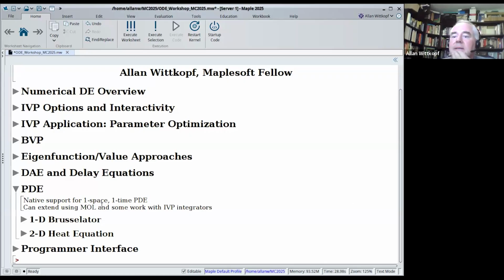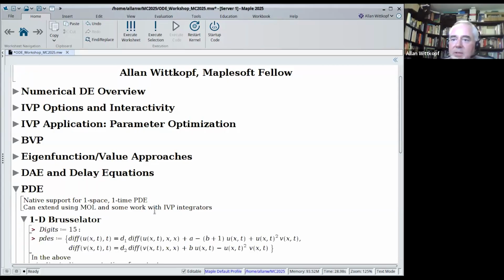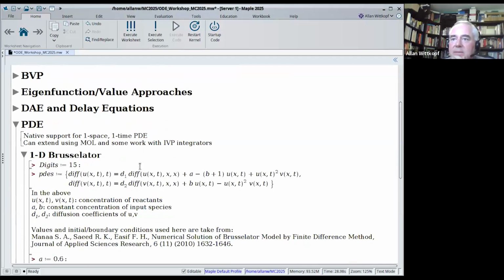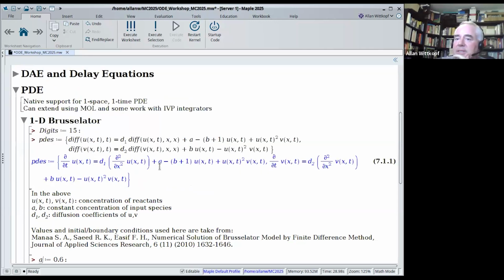Okay, so for PDEs, I'm going to start with the 1D Brusselator. Basically it's a reaction diffusion equation, and it's a nice nonlinear equation with several parameters in it that we have some good values to fix to. I'm going to set Digits to 15 because some of these values are floats. So I want to lose as little precision as possible because 10 is the default.